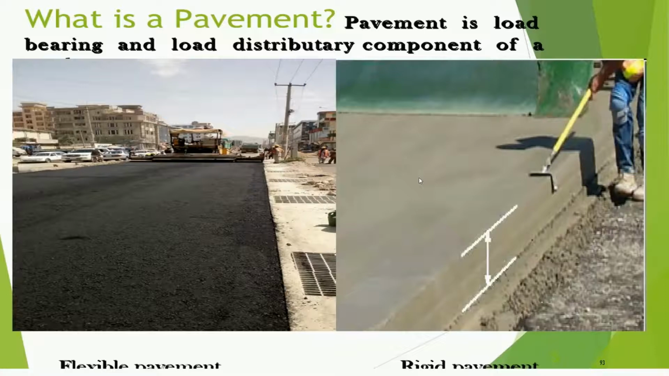So we can say that pavement is the load bearing and load distributing component of the structure. In the case of flexible pavement, due to the flexibility of the material, we have to construct a number of supporting layers, and in case of a rigid pavement, we provide a particular slab depth and slab thickness, so that we can get the strength of the material.